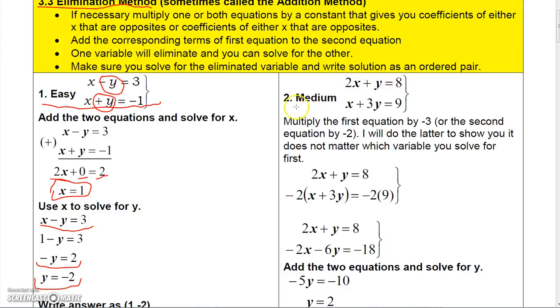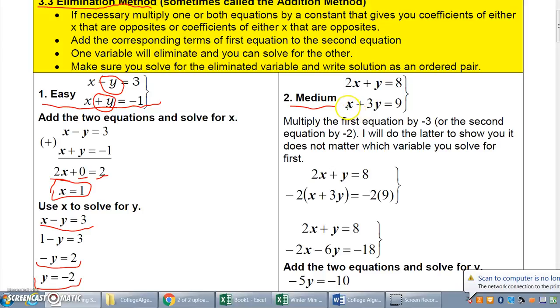Now, this one I'm going to call a medium problem because on this one, you can get away with just multiplying one equation by a number. Remember, when you take an equation in a system and multiply everything in it by the same number, it's not going to change the answer. So if I multiply everything in x plus 3y equals 9 by negative 2, it's not going to change the answer.